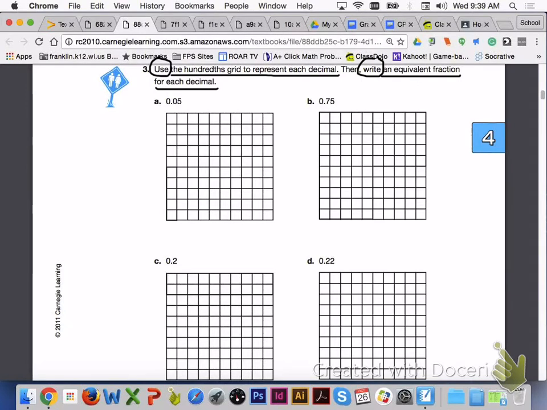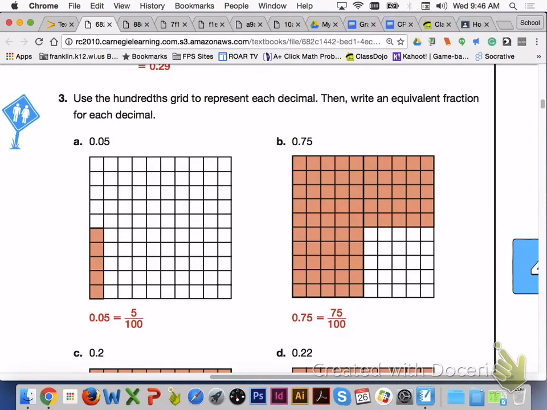Turn to page 231, answer number 3, letters A through D with your group members. For number 3, letter A, here is what your hundredths grid could look like for 5 hundredths. The equivalent fraction, 5 over 100, should also be written down. For letter B, this is what your grid could look like for 75 hundredths. And we have the equivalent fraction of 75 over 100.